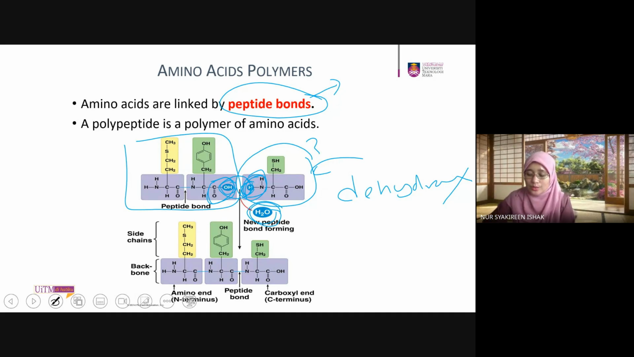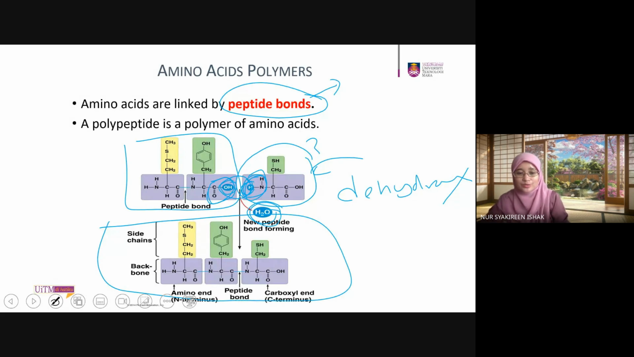So this is the reaction, we call it dehydration or condensation. Now you form a polymer. In the diagram, the polymer consists of 3 amino acids. It can actually consist of many amino acids attached together.